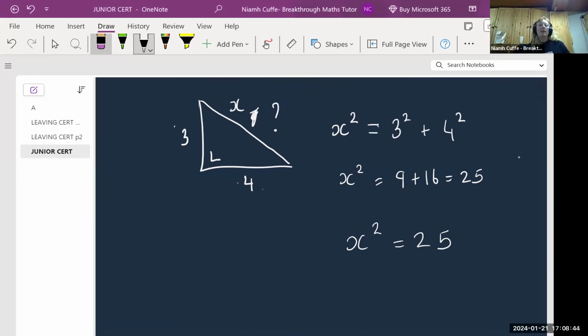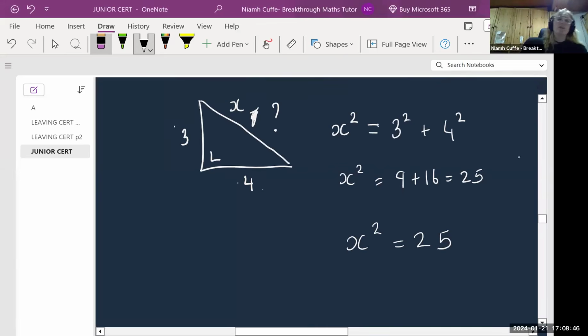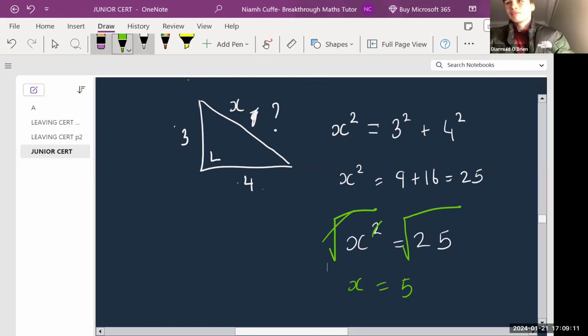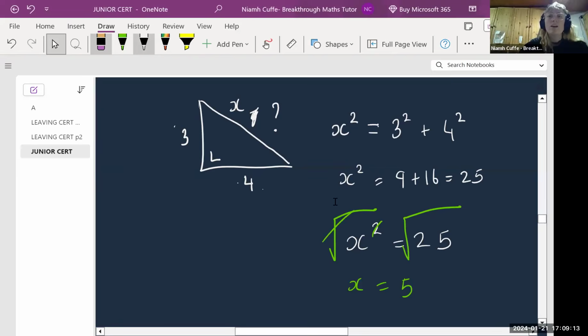Another bit of nasty algebra. I tell you what, it comes up absolutely everywhere. If I've got X squared equals a number, how do I find X? Find the square root of 25. Exactly, take the square root of both sides, guys. My square cancels my square. I end up with X equal to the square root of 25, which is just 5. Okay, brilliant.